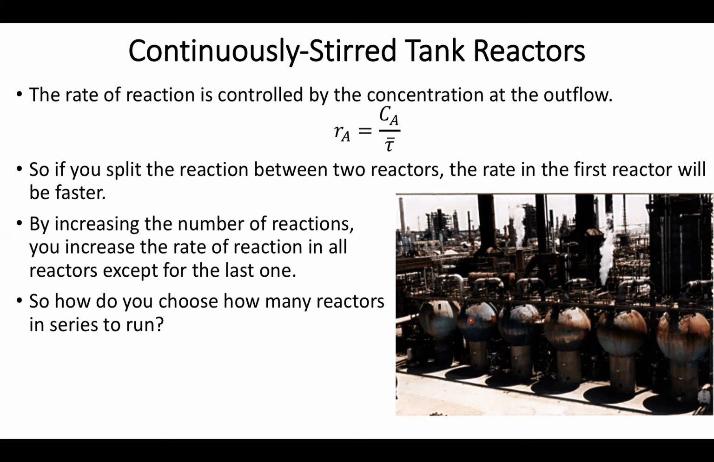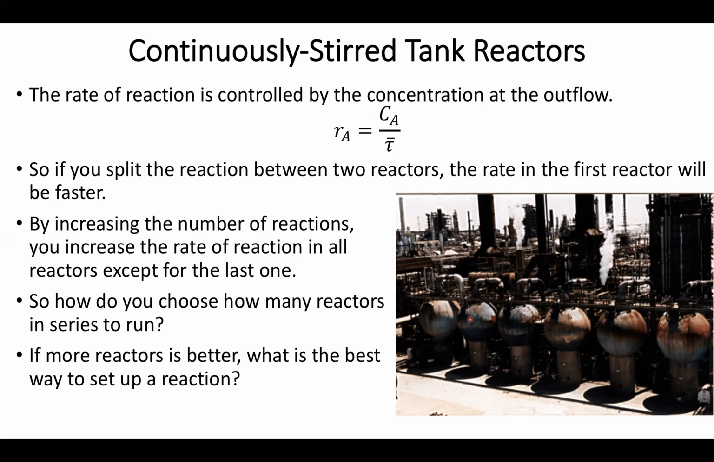But this actually leads us to a good question. In general, if I want to speed up my reactions, it turns out that more reactors is better. So this leads us to an interesting question: what's going to be the actual best way to set up a reaction? Turns out it might not be having all of these individual reactors. It may end up being a big long pipe. So next time, we're going to be taking this concept to its logical conclusion by looking at flow-through reactors.